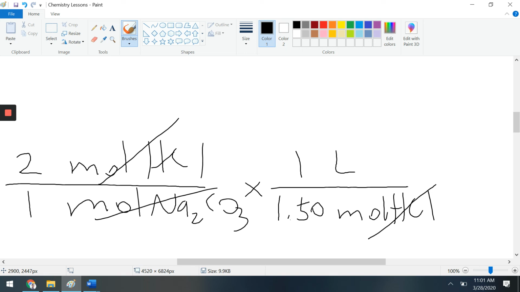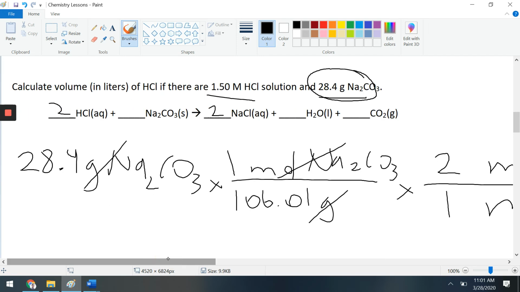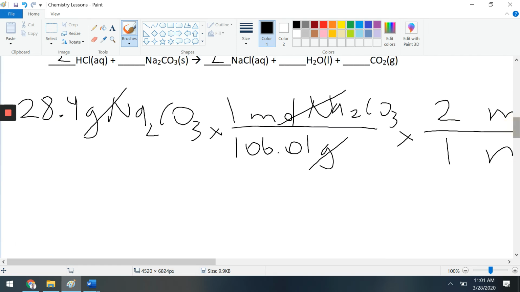So looks like I have liters, and now the very last thing I want to do is calculate this by using my calculator. Okay, so just take 28.4 divided by 106.01 times 2 divided by 1.50. Okay, so it should say this on your calculator, 0.357199. I'll stop right there.